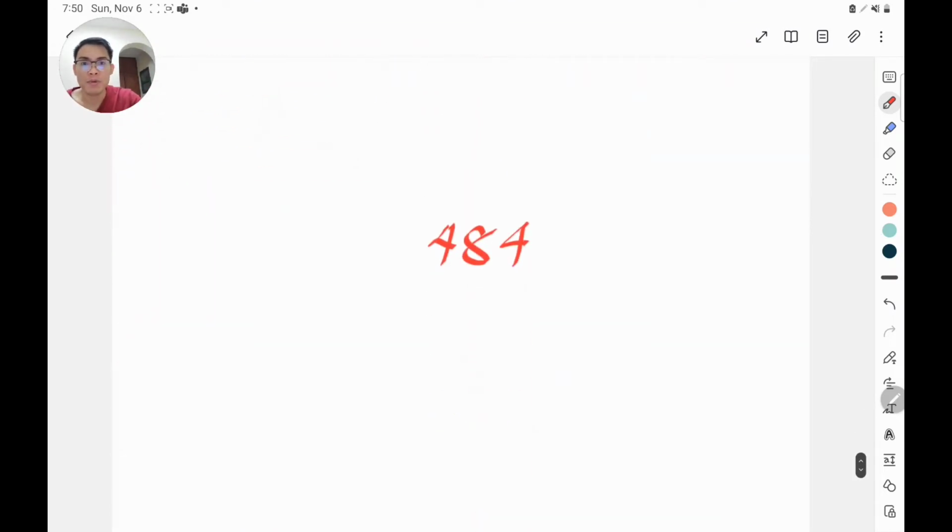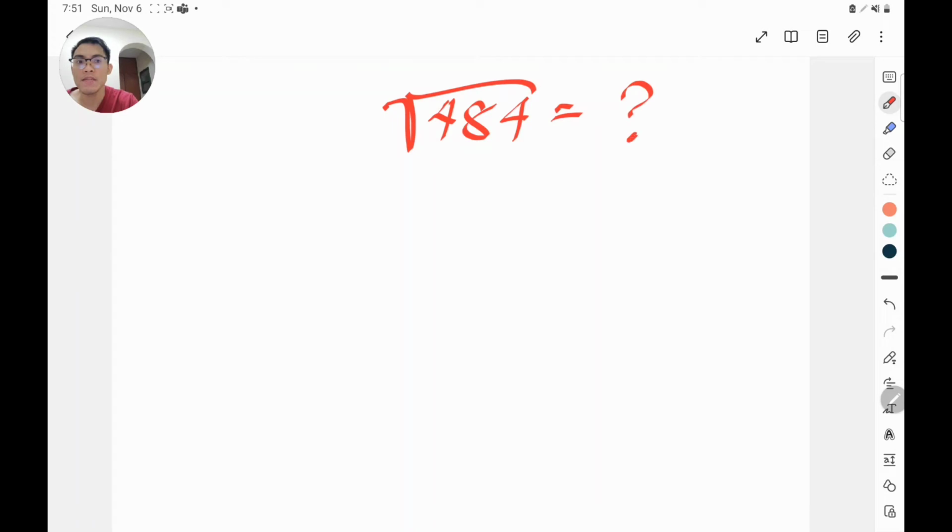Now let's proceed to the next question here, for finding the square root of 484. The first thing that we need to do is to divide this number by the smallest prime numbers that we can think of, because we are using the prime factorization method. The smallest prime numbers are 2 and 3 and so on. However, 484 is an even number, so we can just use 2 to divide it by.